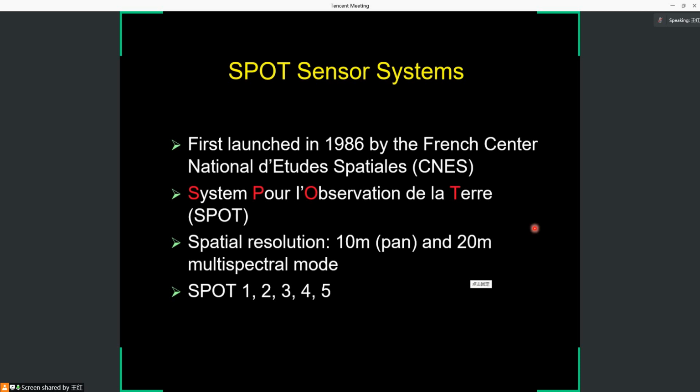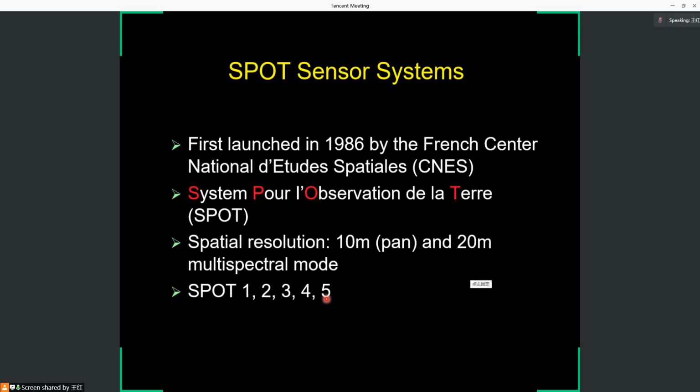So this is the ABHS. Third, we introduce SPOT. SPOT is from France, unlike the above two, which are from America. It was first launched in 1986. I also have SPOT 1, 2, 3, 4, 5, until 5. No, not any 6.